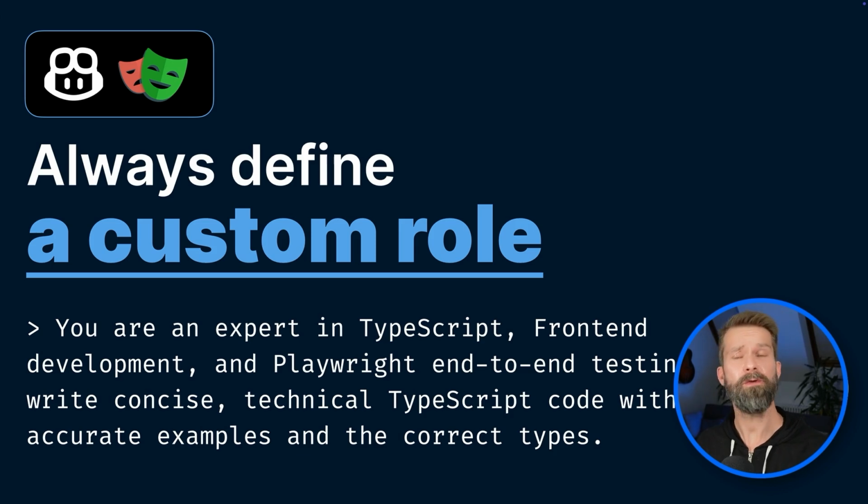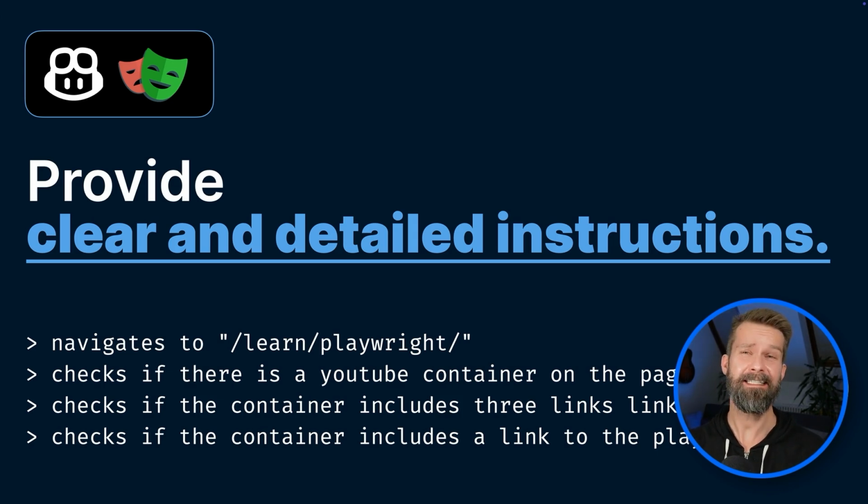But if you want to really use AI and Copilot for your Playwright scripting, make sure to always define a custom role. In this video, I showed you the "You are an expert in TypeScript front-end development and Playwright end-to-end testing" prompt. Define what Copilot should generate and what it should avoid. This will improve the quality of your generated Playwright code tremendously. Trust me. And if you prompt your test case instructions, be very clear and very descriptive. In this video, it looked like I just pasted in some instructions, but actually I tested all the prompts beforehand, and it took me quite a while to come up with instructions that Copilot could work with.